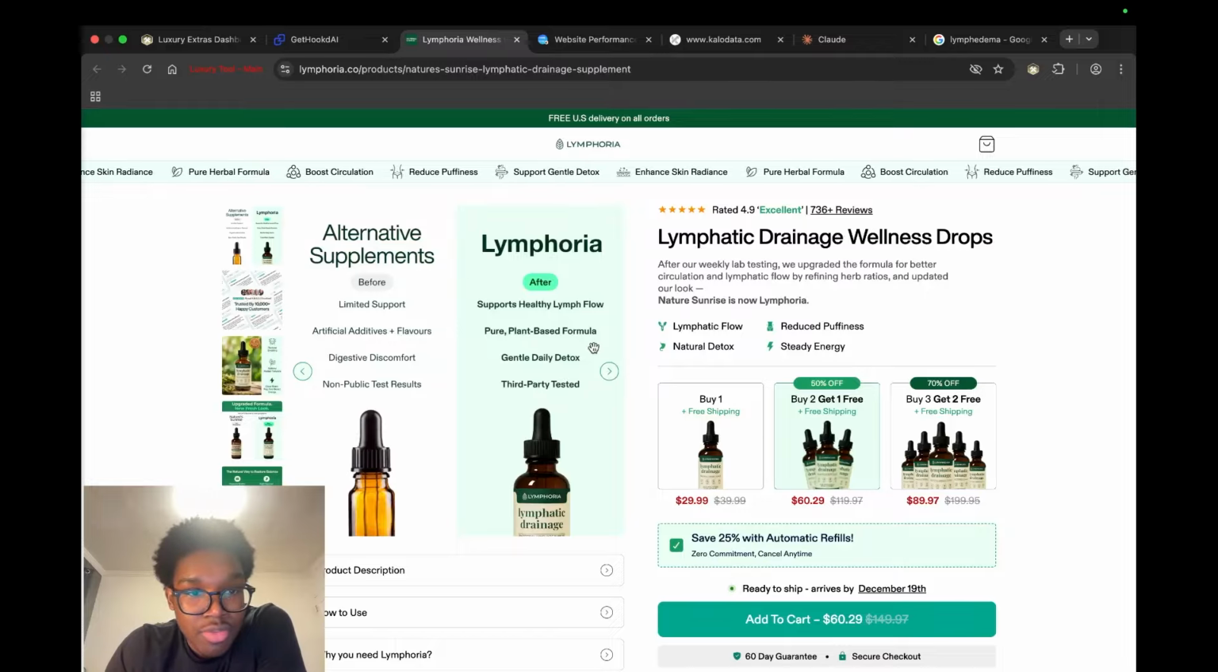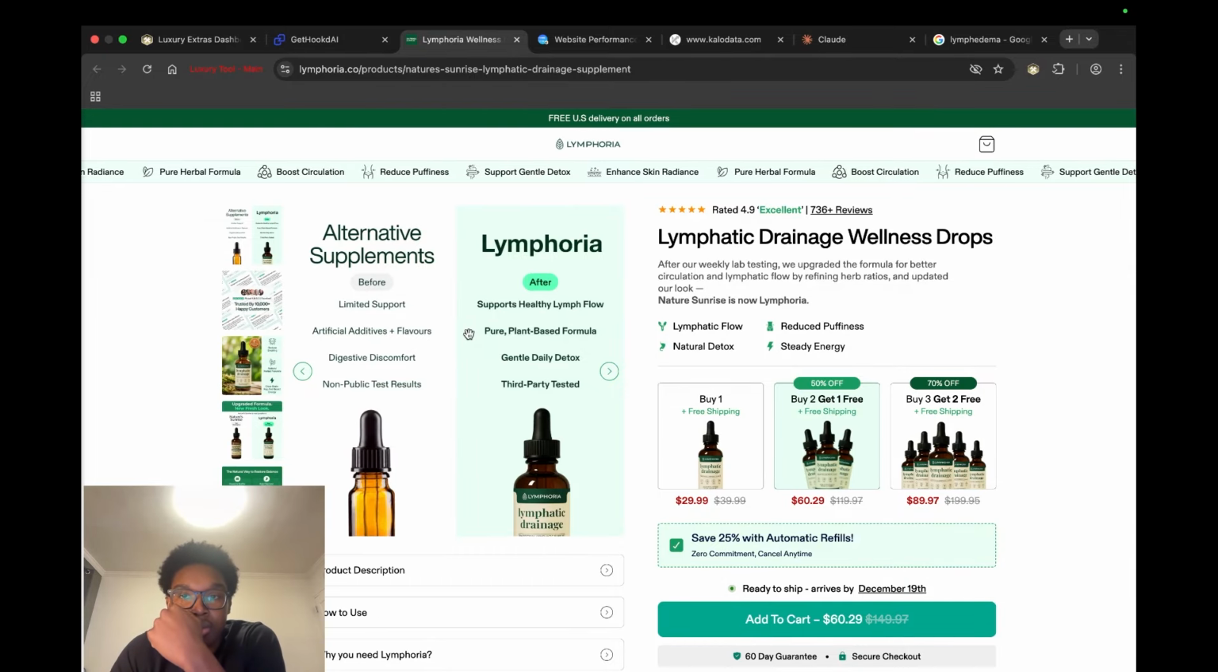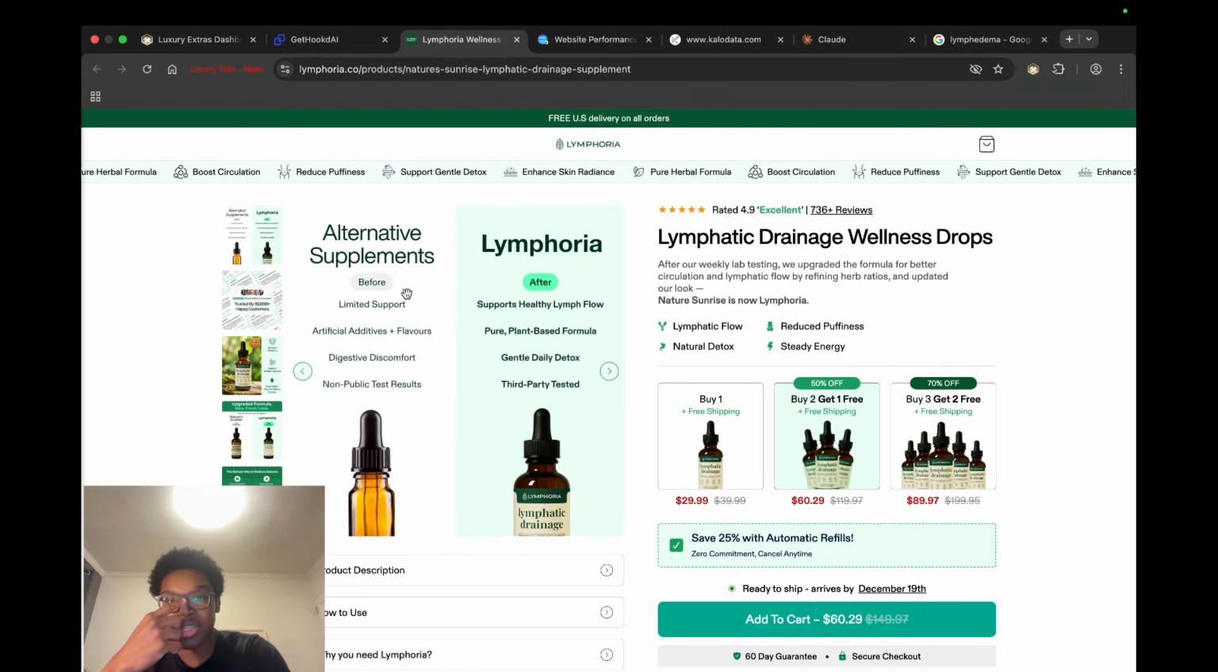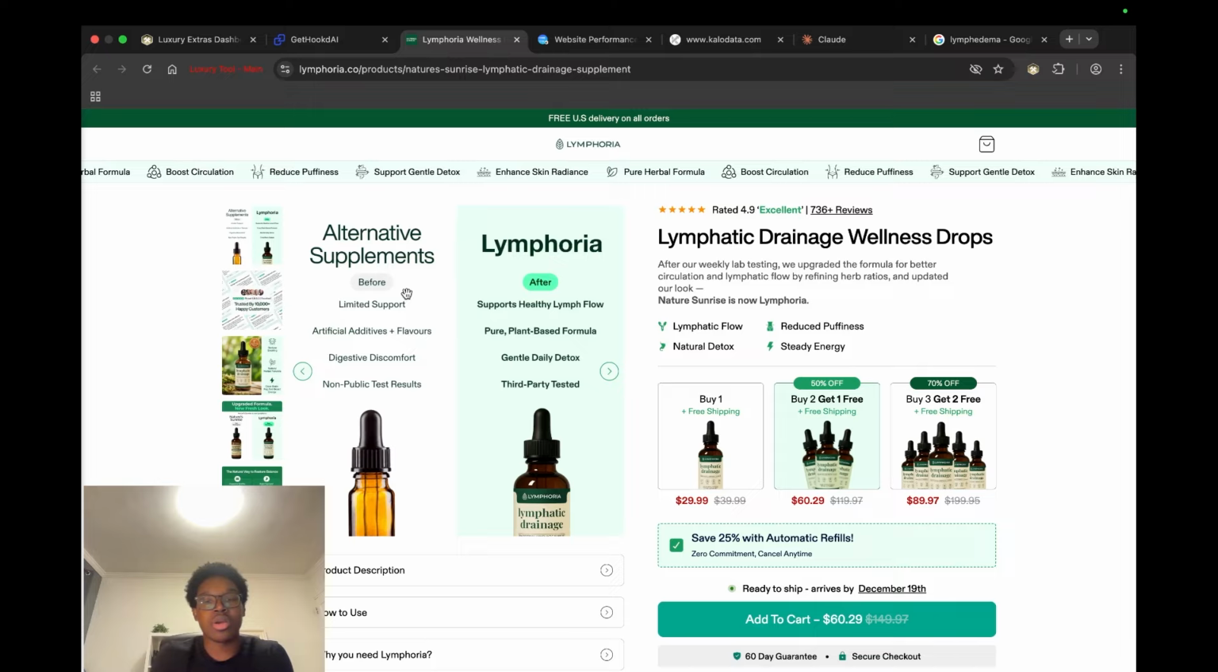And then obviously this is a supplement, so they're going to show what's inside of it, right? And then a comparison between two brands. So I think this is really good because it shows, okay, this is why this brand doesn't work, this is why our brand does work, right?